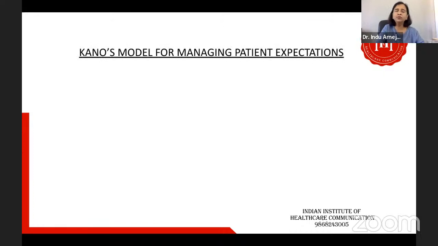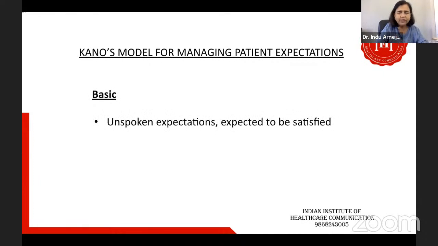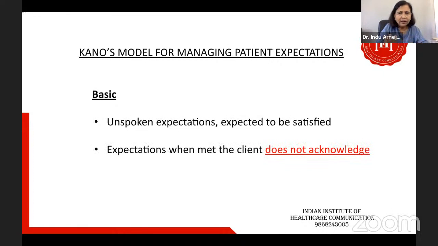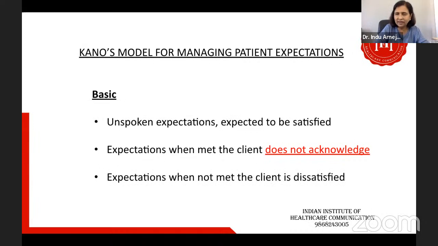So if I may explain a model of patient's expectation, that will give you an idea how we can move on step by step from basic to the delighters. The first level of expectations that your patients have from you are called basic expectations. Basic expectations are unspoken expectations. They're expected to be satisfied. If they are met, the client is not going to come and say thank you for fulfilling my expectation. But when these basic expectations are not met, they are going to be dissatisfied.